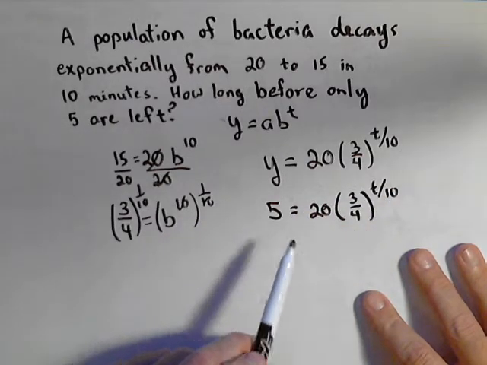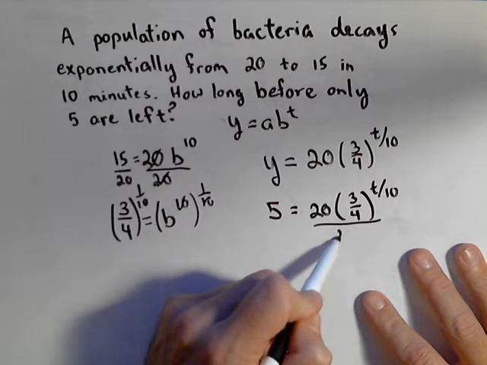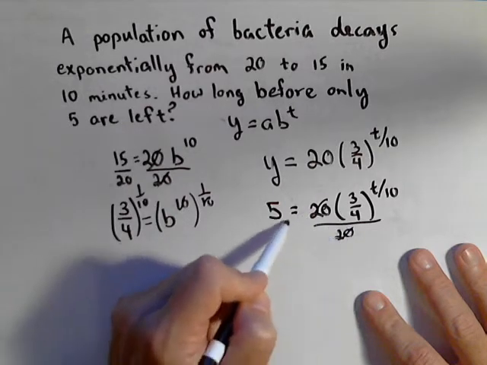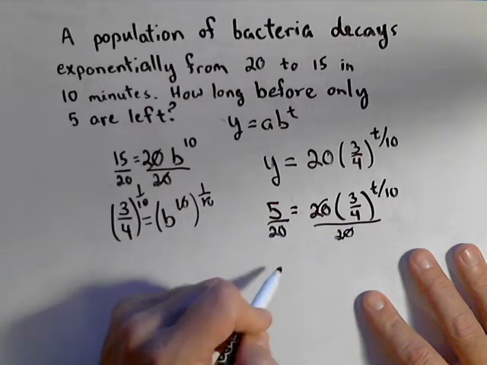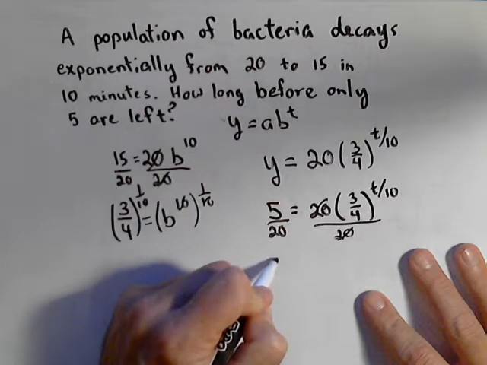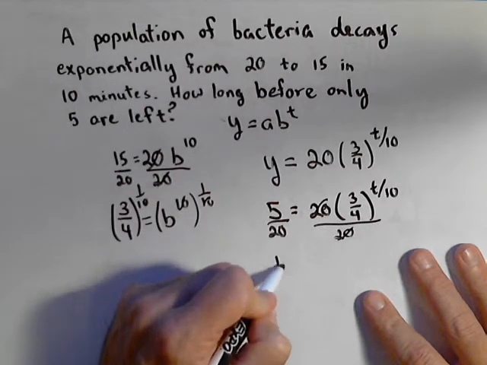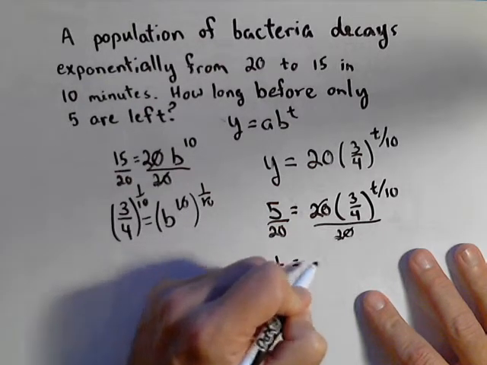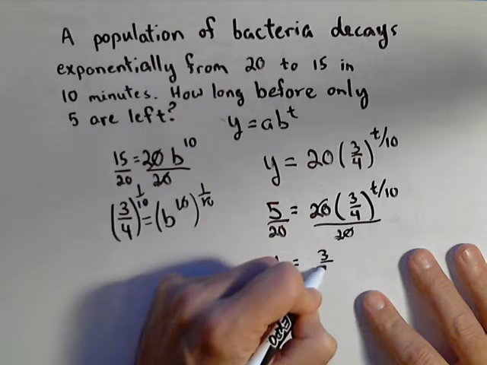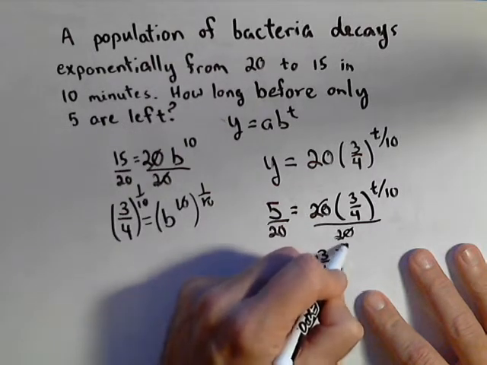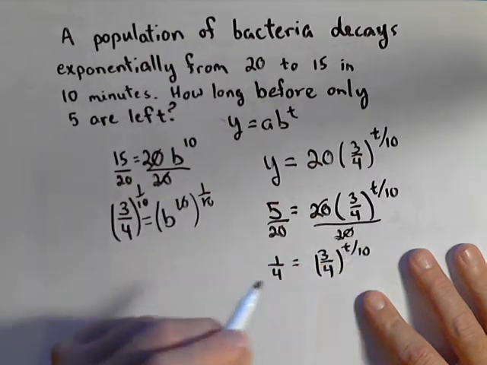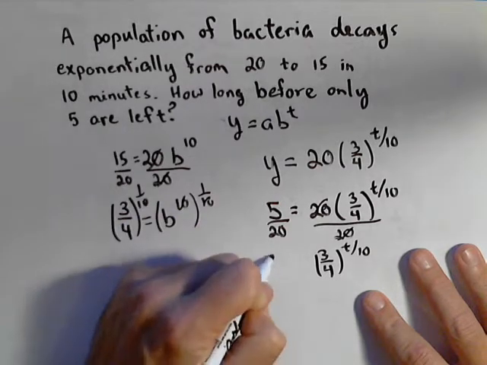And now we can go to work. We can divide both sides by 20 again, and over here that's going to reduce down to 1/4. So I have 1/4 equals 3/4 to the t over 10.